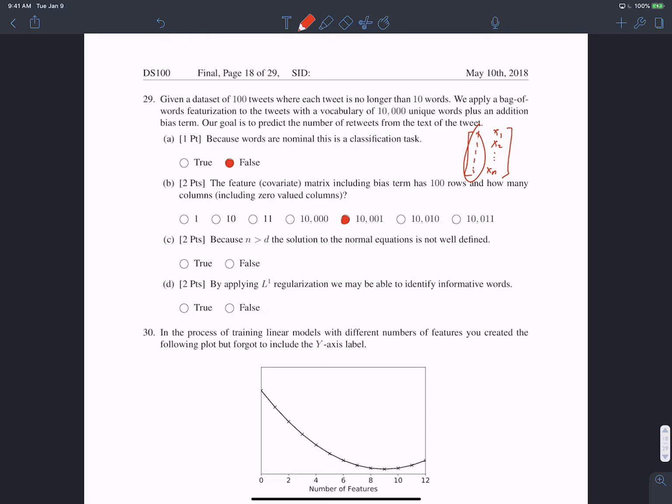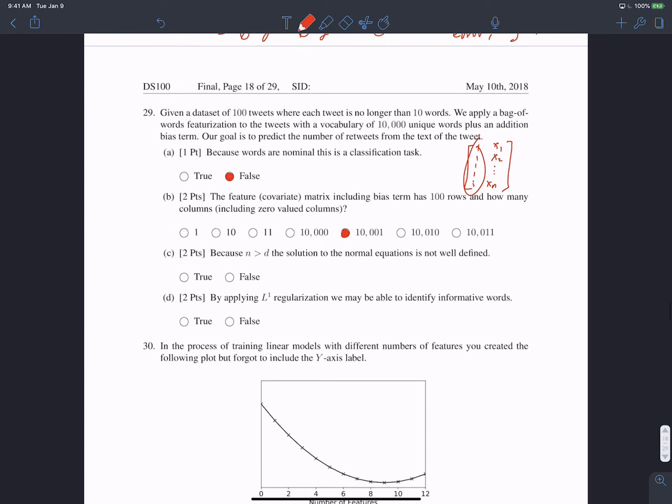Okay, C, there's also some sort of typo in the question. It says because n is greater than d, the solution to the normal equations is not well defined. Okay, here n is actually less than d, right? Here n is 100 and d is 10,001, right? So this should actually read n is less than d, but the answer is still true.